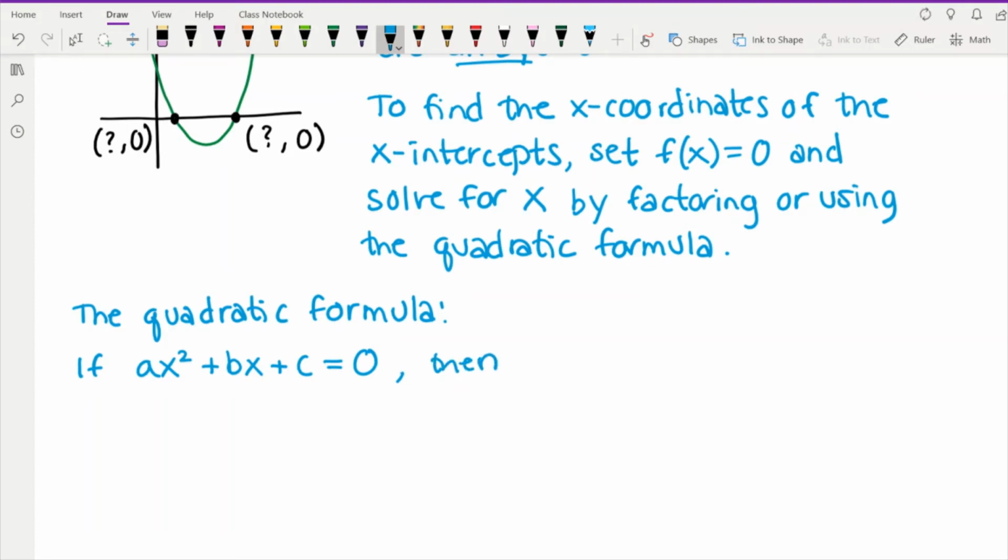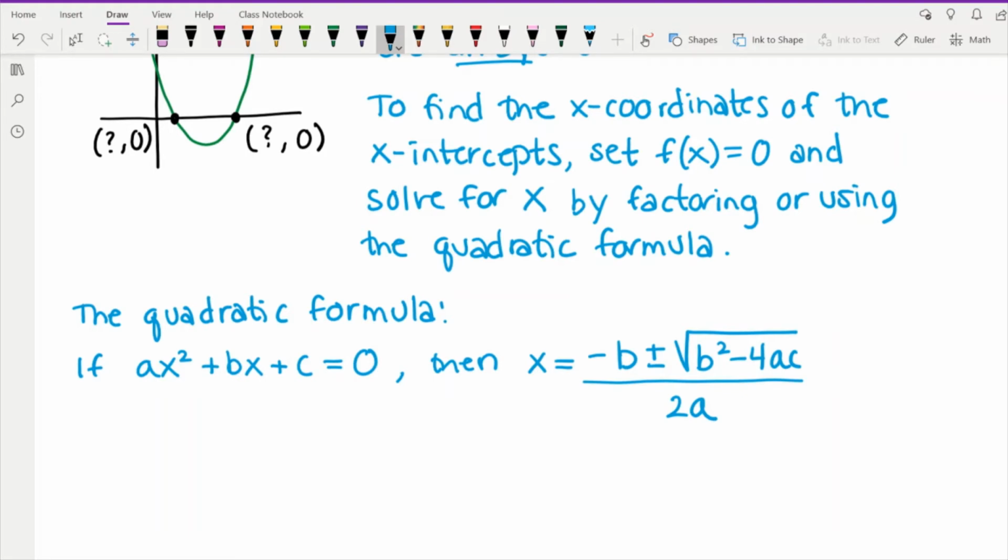It's a shortcut that if you have an equation that looks exactly like this, then the solutions to that equation are going to be negative b plus or minus the square root of b squared minus 4ac, all divided by 2a. So this is a formula that you're going to want to memorize. It's just very useful. It comes up all the time in math.